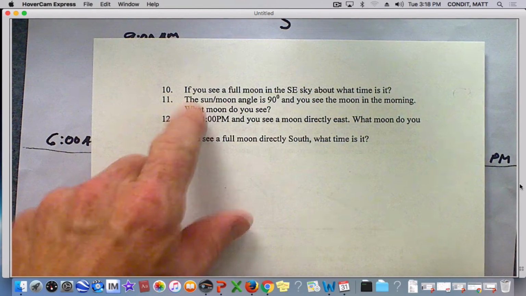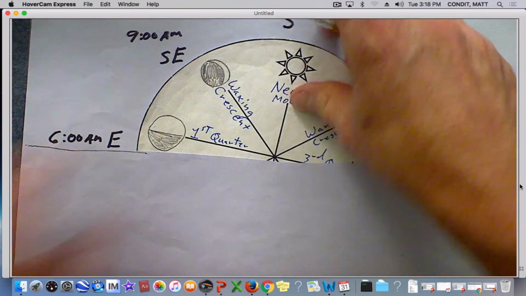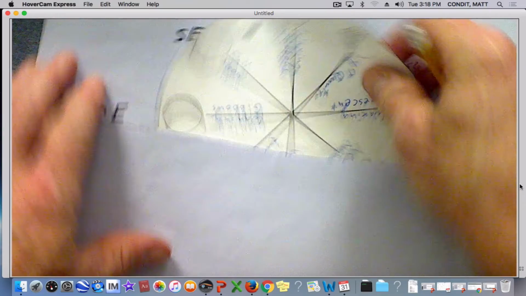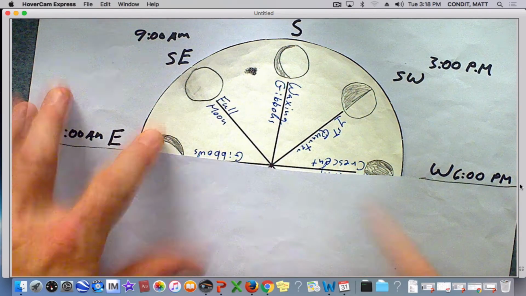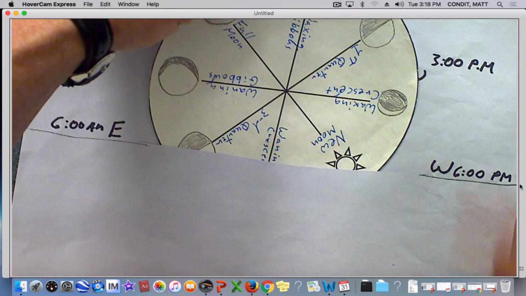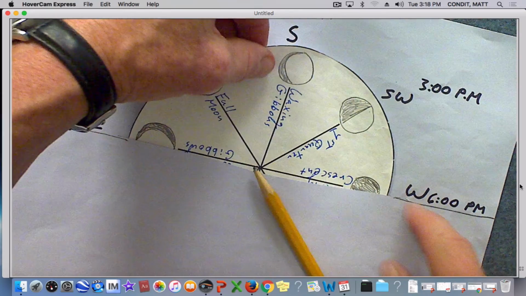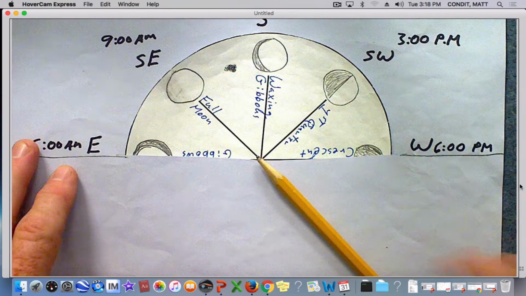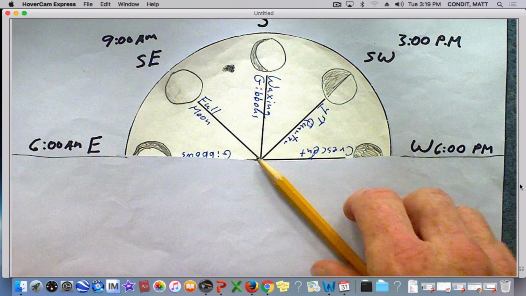Next one, you see a full moon in the southeast sky. What time is it? Well, let's get our full moon and let's put it in the southeast sky. Now, this is a little tricky because we can't see the sun, but we can cheat it, and we can go right there. And if this is the 6 o'clock position, this is going to be the 9 o'clock position. So it would be 9 p.m. to have a full moon in the southeast sky.